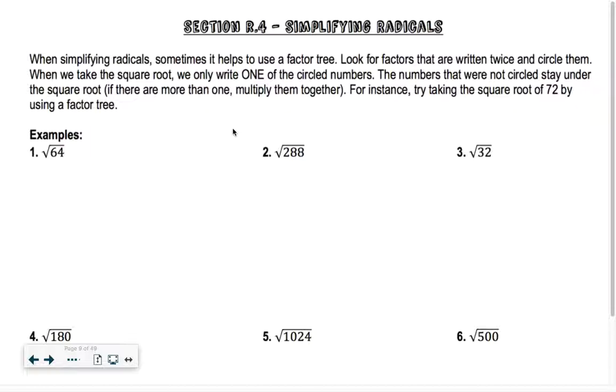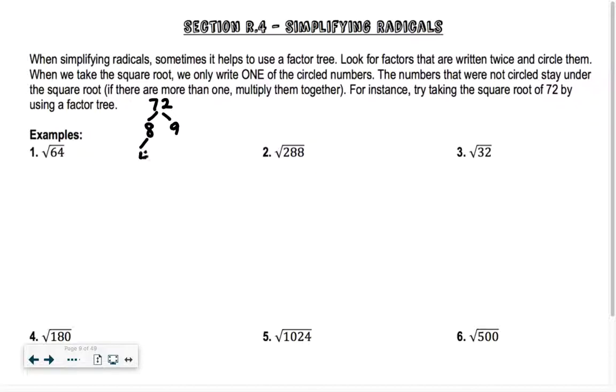In order to do this, we sometimes use a factor tree. When I first teach radicals, I usually teach it with a factor tree. So it says, try taking the square root of 72 by using a factor tree. I should have given you some room here. So if I have 72, do you guys remember how to do a factor tree from elementary school? It breaks into what factors? Maybe 8 and 9, yeah.